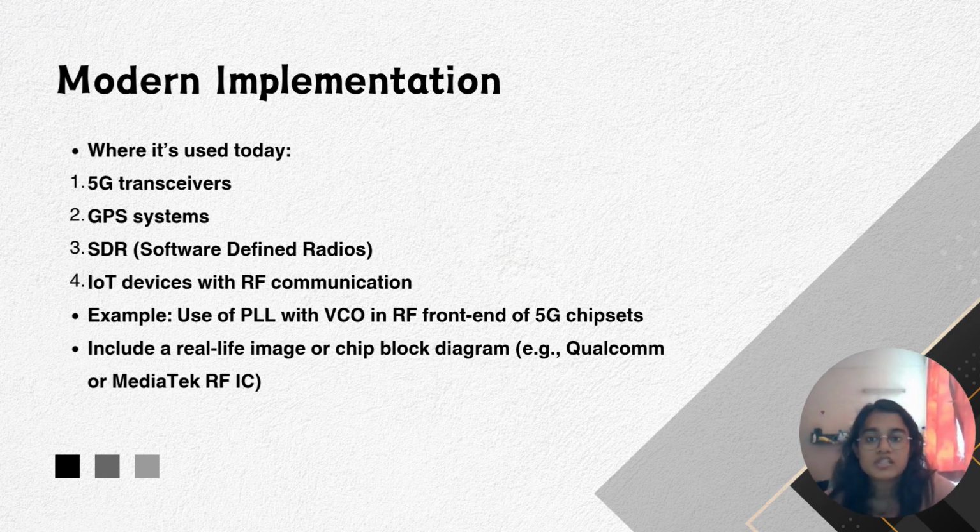Now I'll be presenting about the modern implementation of the oscillators, where they are used today. Oscillators are used in 5G transceivers, GPS systems, SDR, known as software defined radios, and also IoT devices with RF communications. An example of this modern implementation is the use of PLL with VCO in the RF front end of 5G chipsets. It also includes a real-life image or chip block diagram, as an example, Qualcomm or MediaTek RFIC.